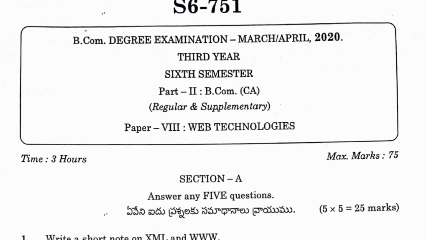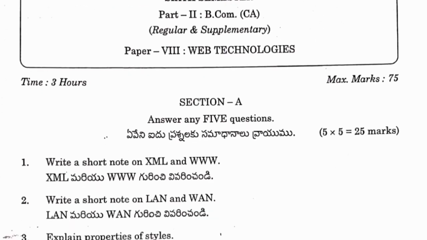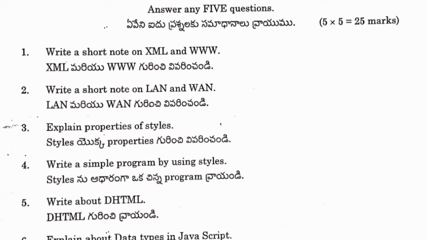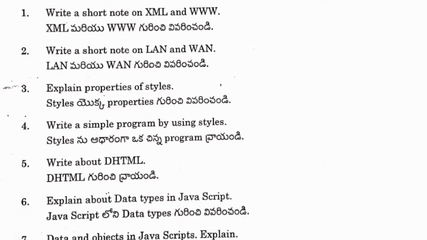So this is the 2020 March and April question paper for 3rd BSc and BCom. So here section A contains 10 questions and section B contains 10 questions. So the first question is, write short note on XML and WWW. Write short note on LAN and WAN. So this question is also from networks, local area network and wide area network. So this is also a wrong question.